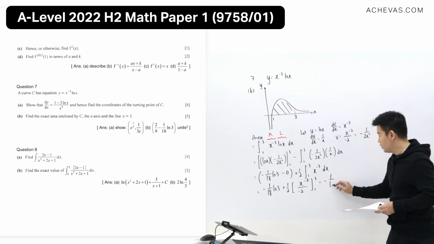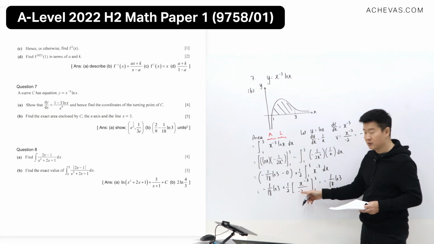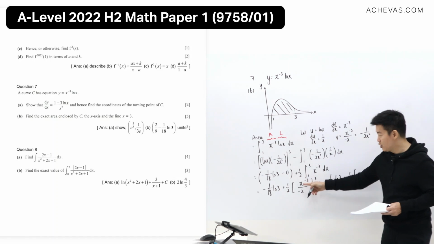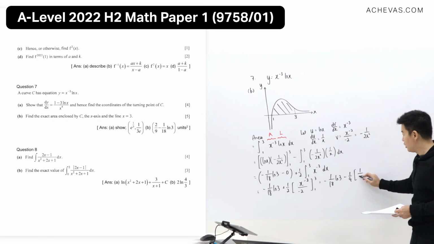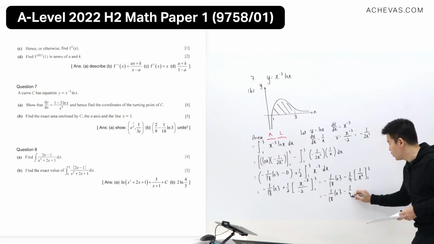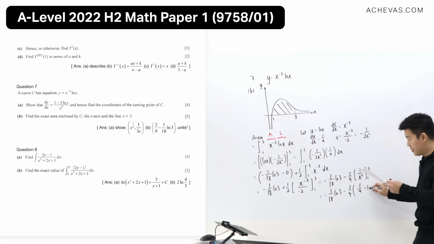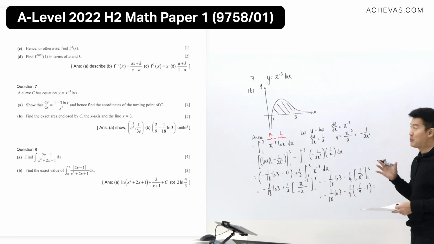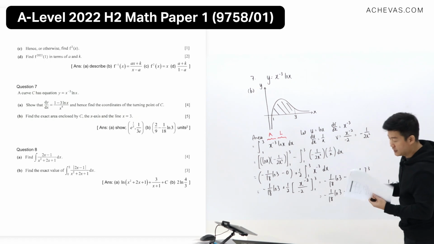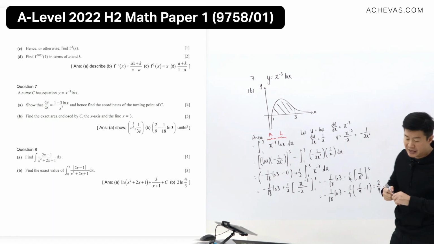This is minus 1 over 18 ln 3. Let's bring out negative 2 from the denominator, which will give us minus 1 over 4. So we are going to be having x to the power of negative 2 or 1 over x squared from 1 to 3. This is minus 1 over 18 ln 3 minus away 1 quarter of 1 over 9 minus 1. So my final answer that represents the exact area of this region is going to be equal to 2 over 9 minus 1 over 18 ln 3. So this is question number 7. Let's move on to question number 8.